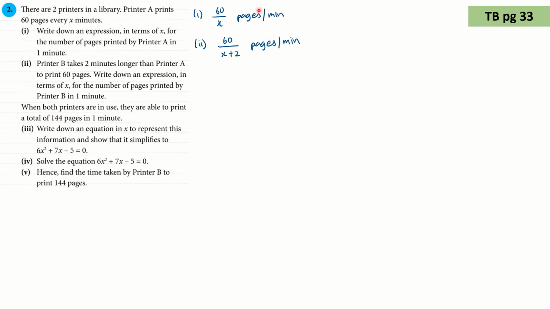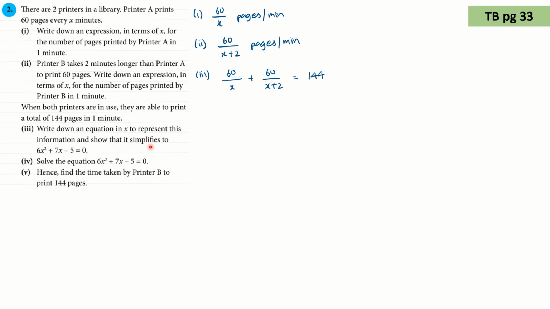So that means that in 1 minute, printer A itself can only print out this number of pages, while printer B can print out this number of pages. If it is being used together, how many pages can actually be printed out in total? That will actually be the sum of 60 over X and 60 over X plus 2. And this sum is 144 pages, because this is the total number of pages to be printed when both printers are used in 1 minute. So using that information, we can form our equation to be as such.